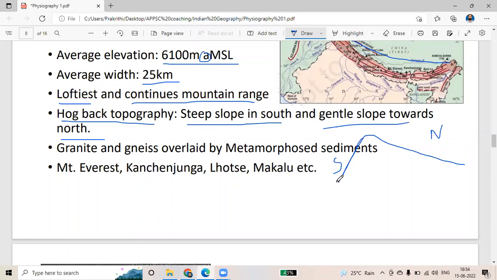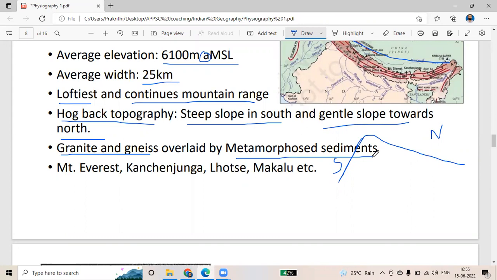Then the important rocks are granite and gneiss overlaid by metamorphosed sediments. So this Himalayan range is actually made by granite. Granite is the igneous rock. तो granite को बाद में metamorphosis हो गया है, so that granite has been converted to gneiss, और इसके ऊपर क्या है?